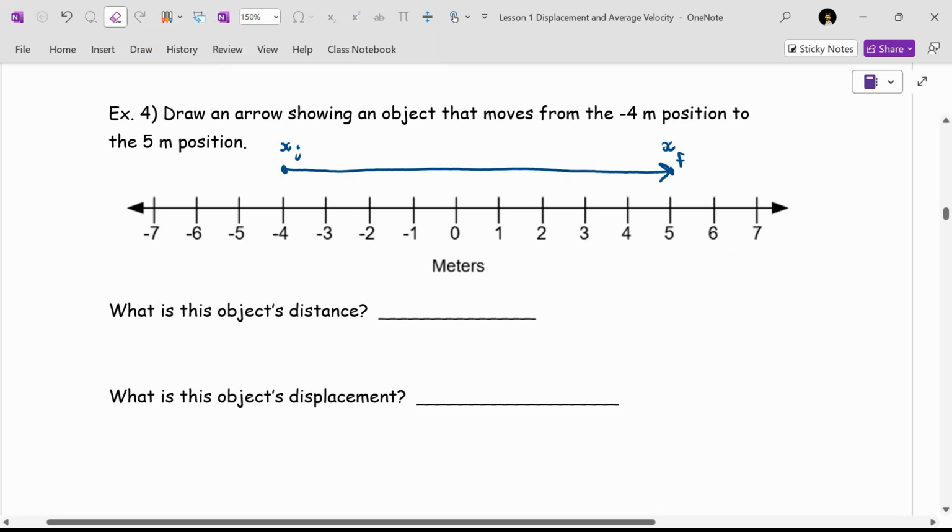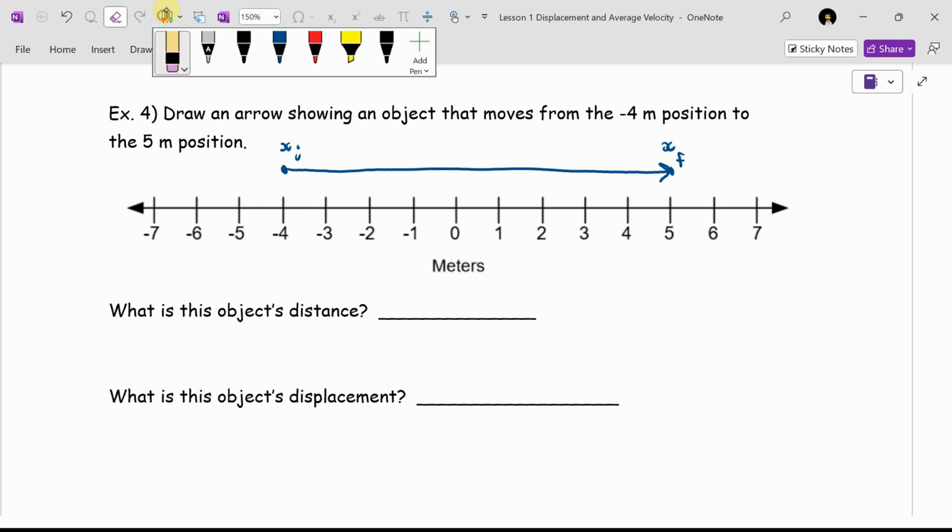Okay, we got this. Allie, what's the object's distance? How far has it moved distance-wise? Has it moved 14? Where do we start? That's okay. I think you're looking at the wrong one. Previous. 9? Yeah. 9.